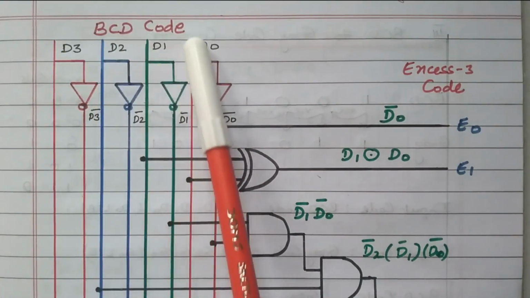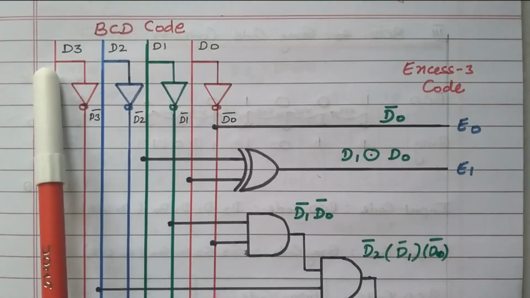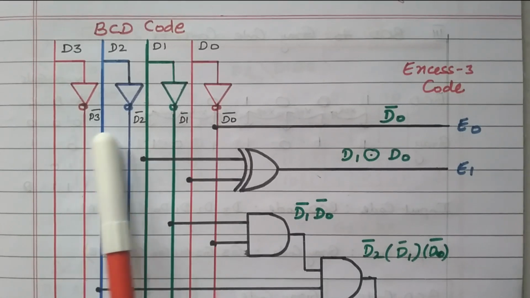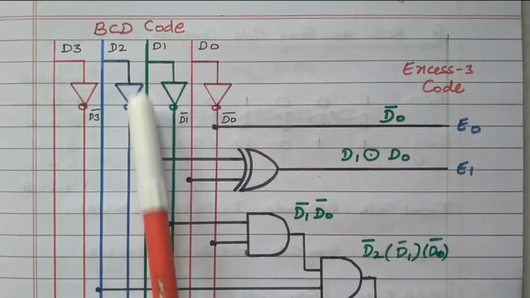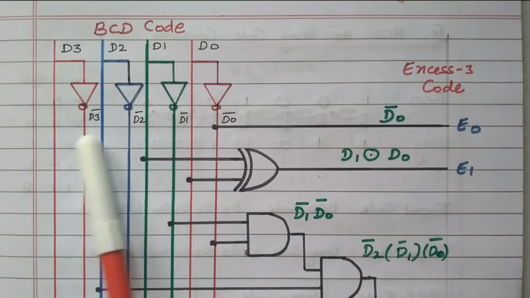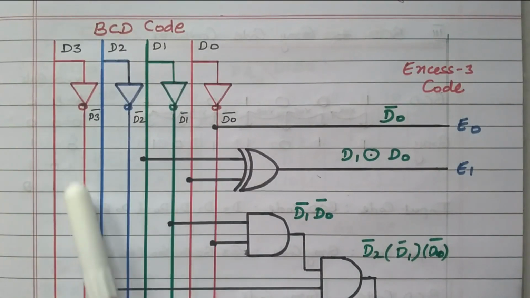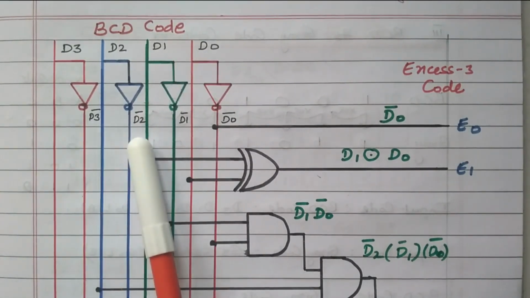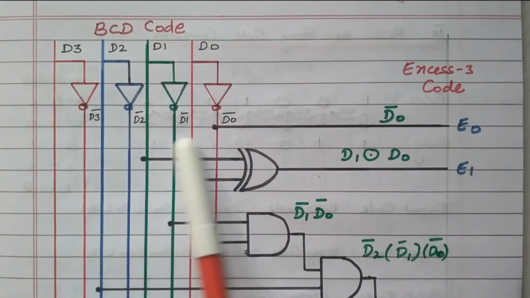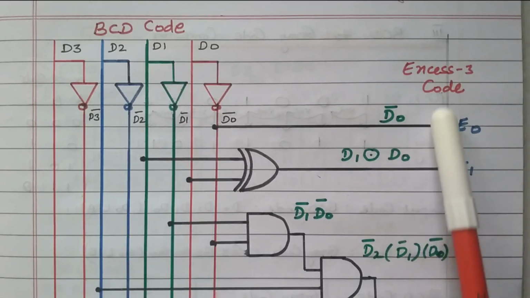Similarly D2, D1, D0. In order to get D3 dash, a NOT gate is connected. From D3 the tapping is taken and one NOT gate is connected, so that we got D3 dash. Similarly, in every line a NOT gate is connected, so that we got D2 dash, D1 dash and D0 dash. So totally there are 8 possible inputs available: D3, D2, D1, D0, and after the NOT gates D3 dash, D2 dash, D1 dash and D0 dash. Whichever is needed we can connect to the logic gates. So this is the XS3 code.